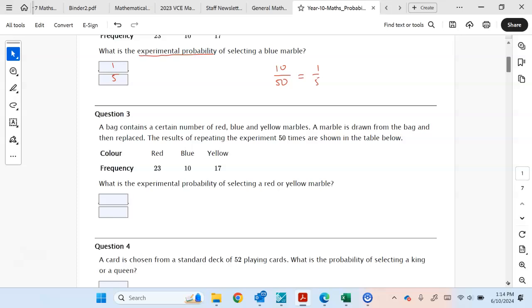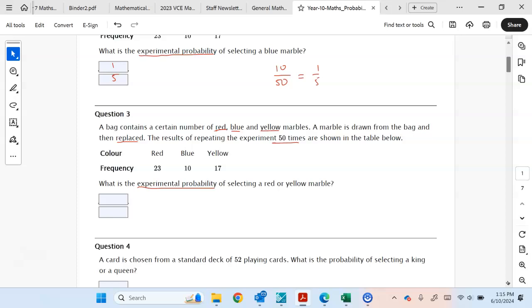All right, very similar question. Red, blue, and yellow again, and it's also replaced, and we're doing it 50 times. We are looking at the experimental probability again. It hasn't actually told us how many red, blue, and yellow marbles there are, so we can't actually do the theoretical probability, only the experimental probability.